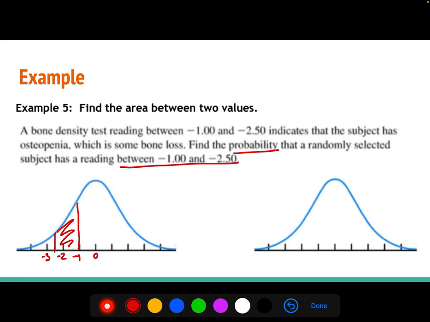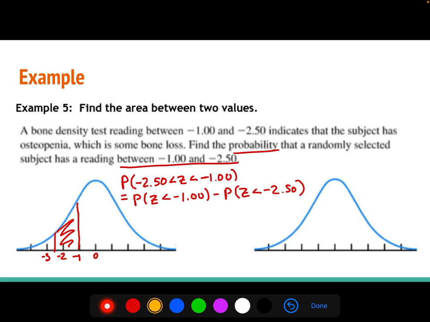So we want to do that. A way that we can do that using the tables: the probability someone's between -2.5 and -1 is the probability that someone's less than -1 minus the probability that someone is less than -2.5.